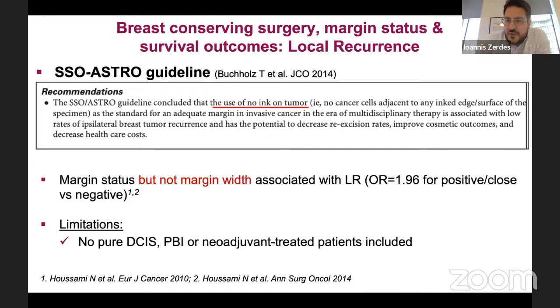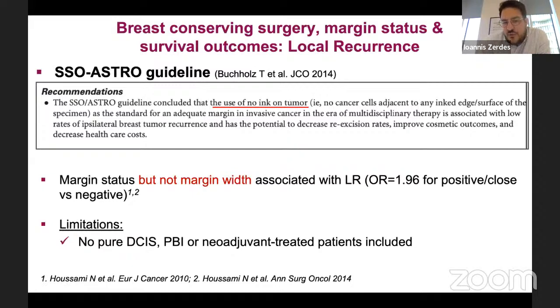When it comes to invasive breast cancer and margins, I will not go into details since this topic has been covered by Dr. Fox. The SSO-ASTRO guideline published in 2014 recommends the use of no ink on tumor. And thus, as we have heard from the Houssami meta-analysis, it is the margin status, but not the margin width, which is associated with local recurrence in favor of negative margins.